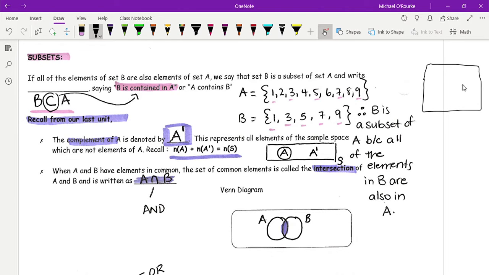So this is my Venn diagram for subsets. I have a big circle, which would represent set A. Then I have a circle inside of it that would represent set B. Because all the elements in B are in A, so it's a subset. Does that make sense, everyone?